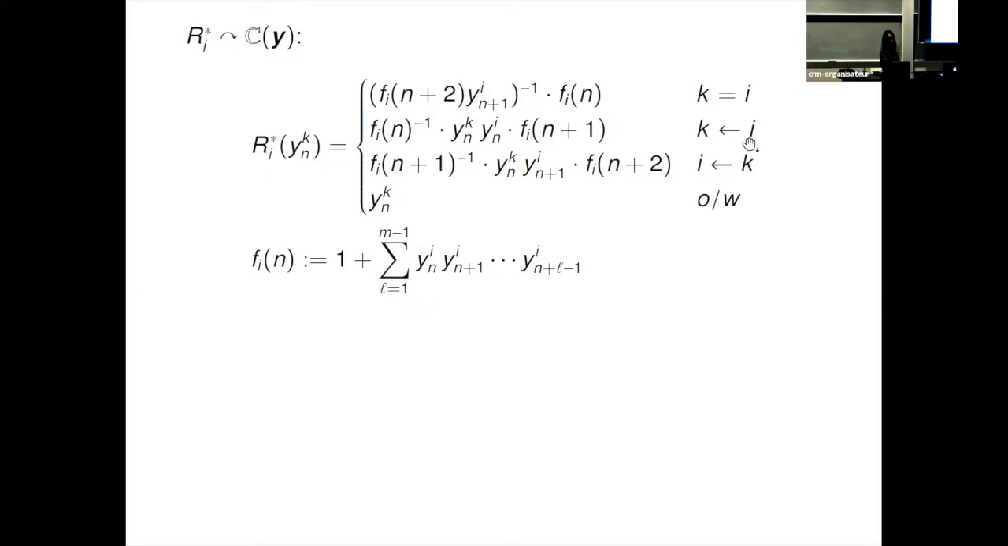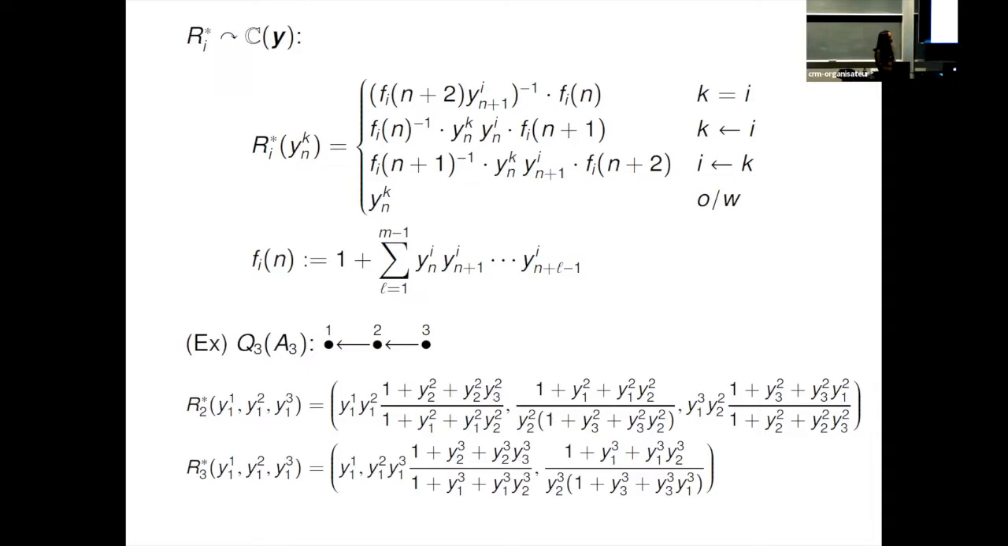And if K and I are connected in the linking quiver, and from I to K we have an arrow, then it is this one. And if the direction is opposite, we have this one. And if there is no arrow in the linking quiver, it doesn't change. And Xi is a polynomial in Y variables like this. Then this is an example of Q3 A3.